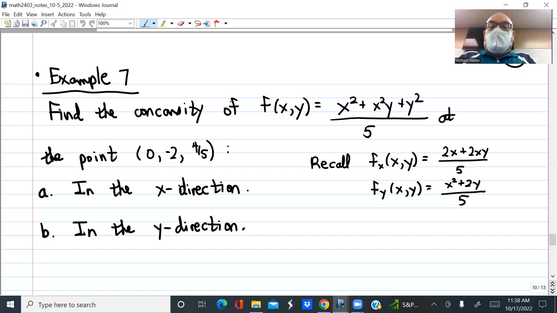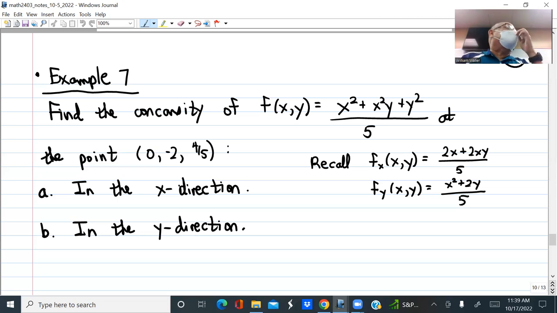So anyway, however, the second partial derivatives with respect to x twice and y twice, those are the ones that we're going to use to help us, at least initially here, with understanding concavity of a function. So let's look at this example. So we want to find the concavity of this function at this particular point.